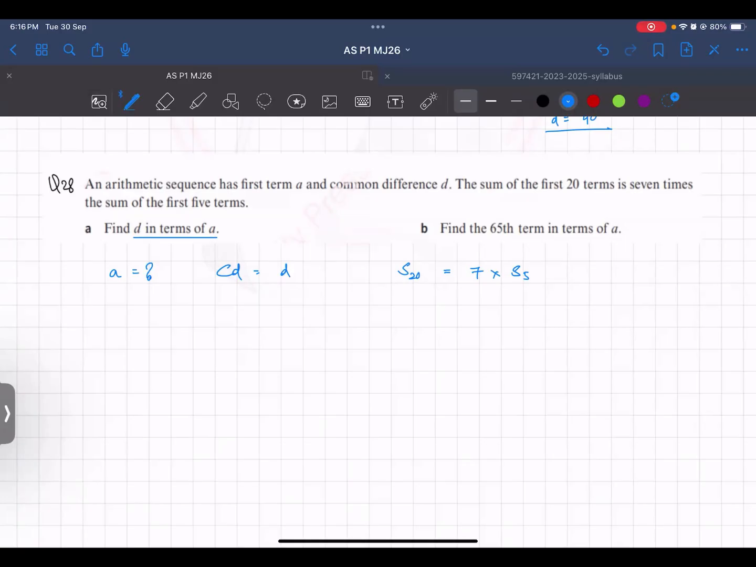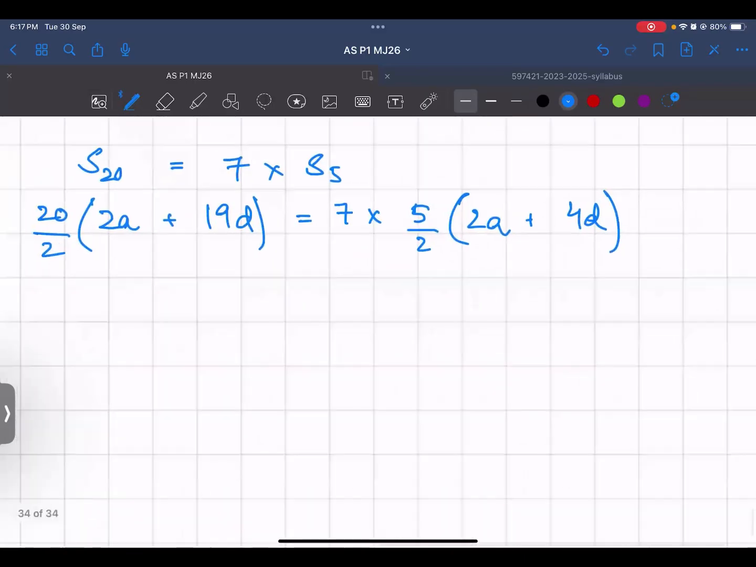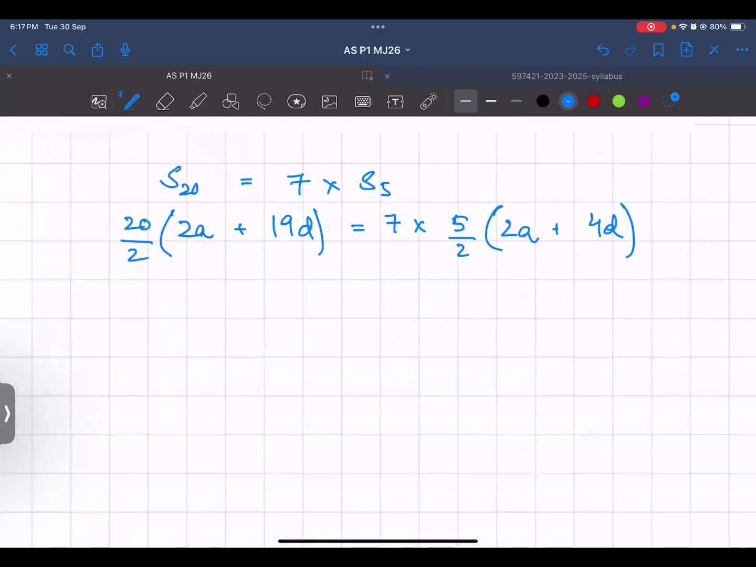So sum of first 20. It would be n upon 2, so 20 upon 2. Then 2 times A plus n minus 1. N is 20, so 20 minus 1 is 19, and then D, is equal to 7 times. Then the formula is n upon 2, so n upon 2 is 5 upon 2 in this case. Then again 2A plus your n is 5, so n minus 1 would be 4, 4D. So now you will simplify, move things around, and then make D the subject.